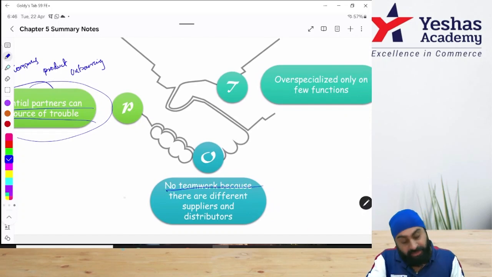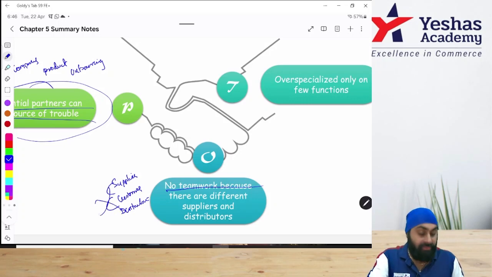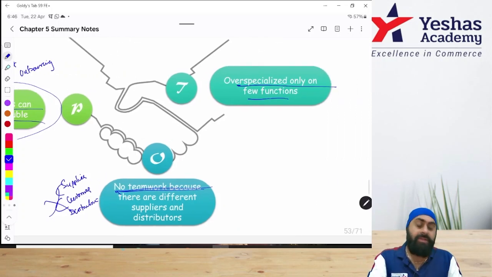No teamwork, because the suppliers cannot meet the customers, and distributors are two different people. So these have no links. If they have no links, there's no teamwork. That's the biggest problem. You're over specialized only on a few functions. You're not focused on the entire business as a whole.